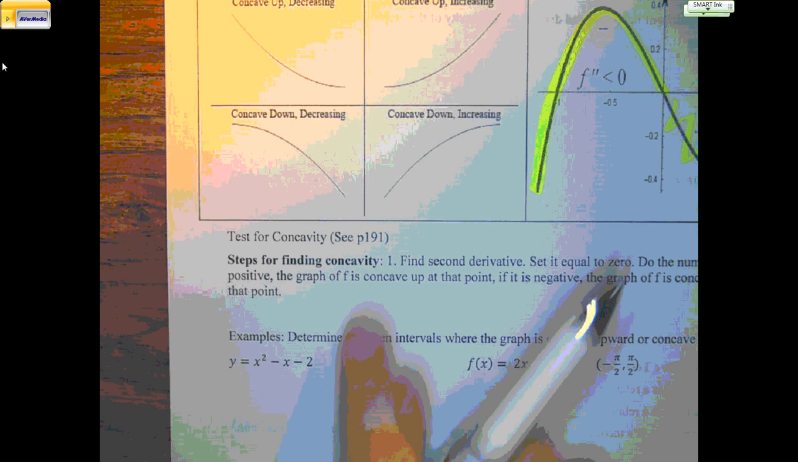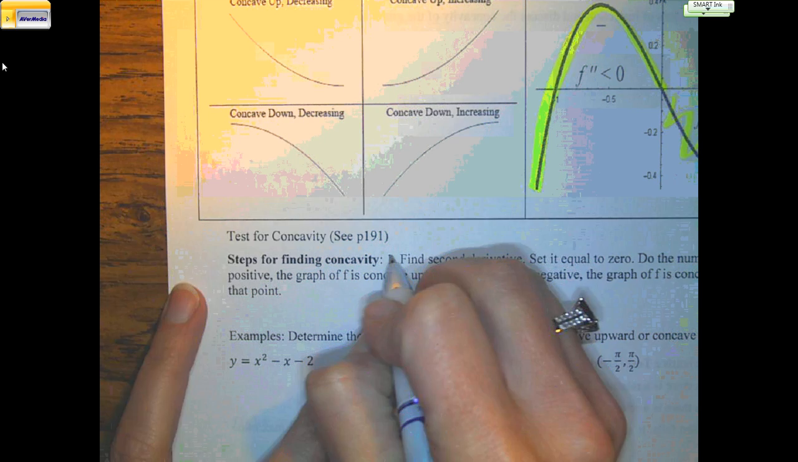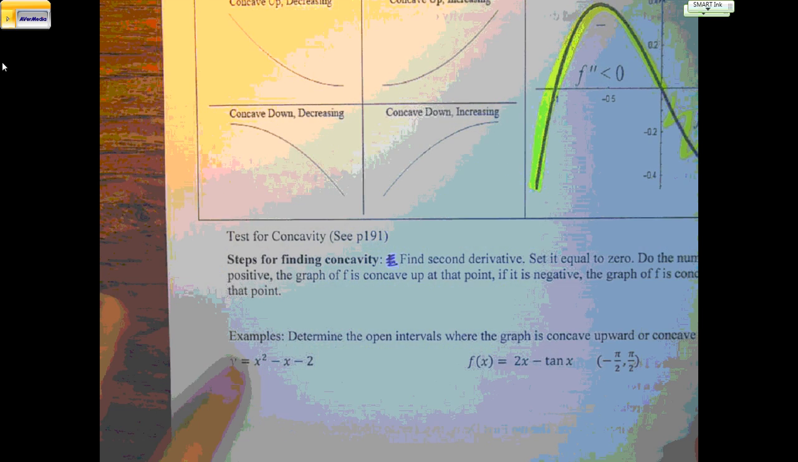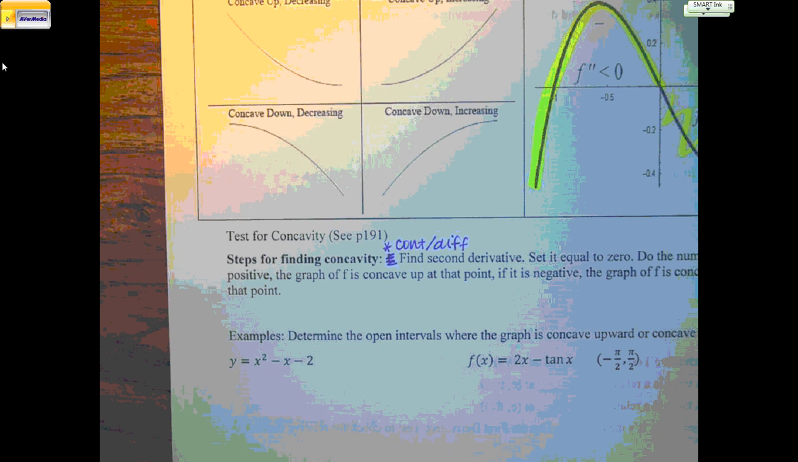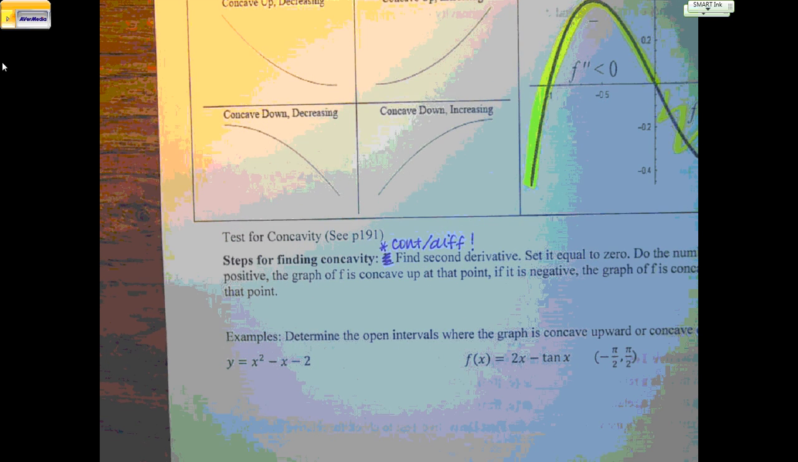The steps for finding concavity, and I should have taken out that one, that's kind of a typo. You always want to address first, and I forgot to put this in here, the continuity of your function, or where it's maybe not differentiable or something. So you want to address that first, and then you go into everything else.